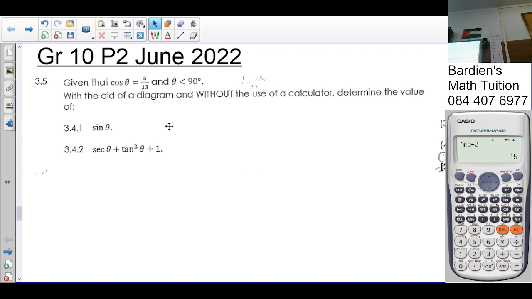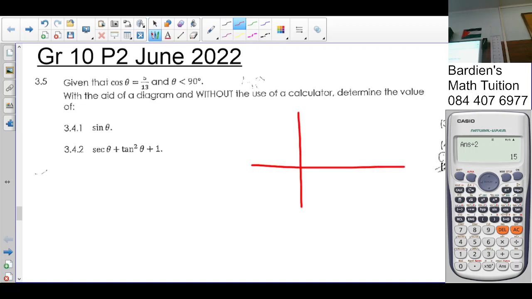The next one, we are given cos of theta is equal to 5 over 30, and theta is less than 90. What does that mean? It means you say it is in the first quadrant. So it's in your first quadrant. Remember that is 0, 90, 180, 270, 360.